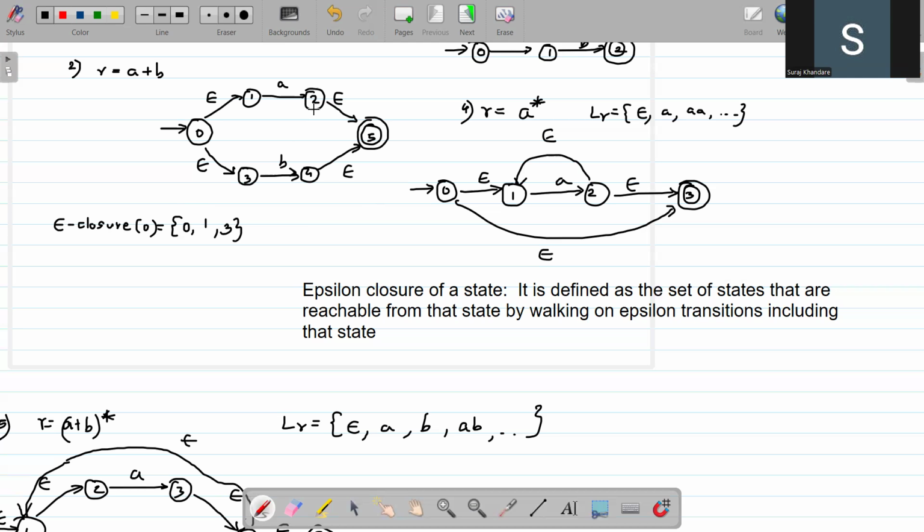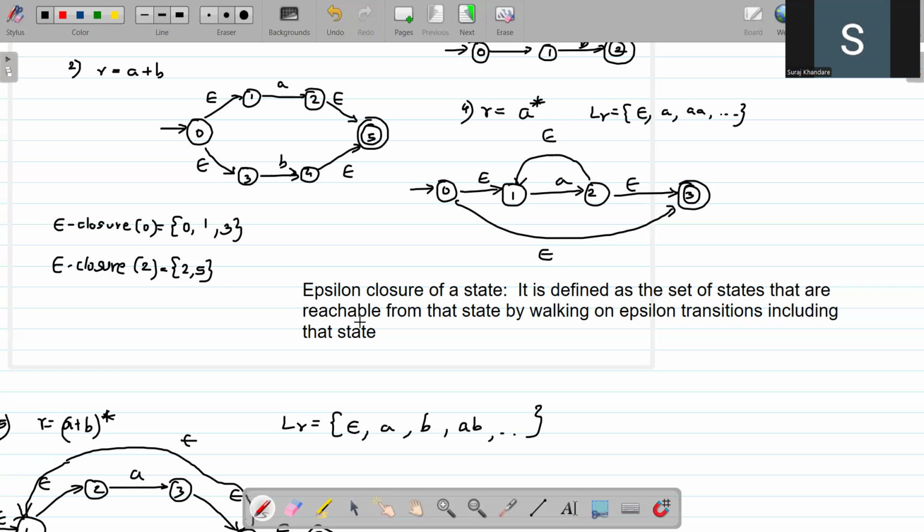Suppose we want to calculate epsilon closure of 2 for R is equal to A plus B. It will have 2, including the state, so first 2 will come. Then there's no transition from 2 to 1 or 2 to 4, but there's a transition from 2 to 5. So 2 and 5 will be the states. This is very important. We require this for the conversion. Sometimes we get questions on regular expression to NFA, NFA to DFA. For that conversion, we should remember how to get the epsilon closure. Only then will we be able to do the conversion.